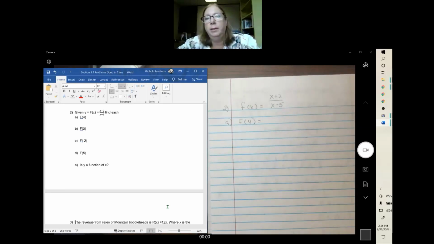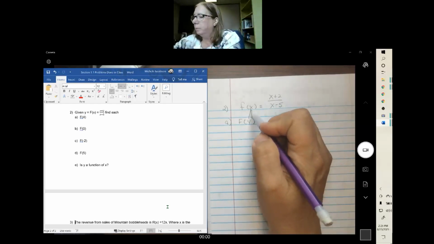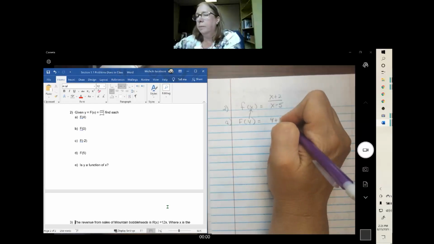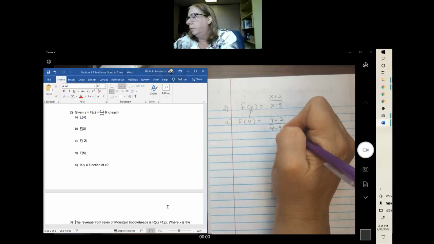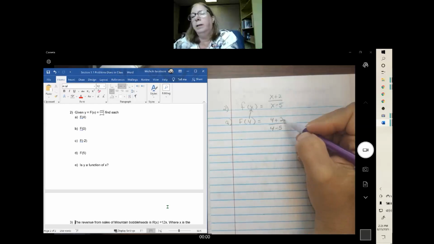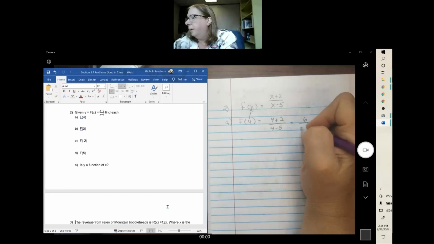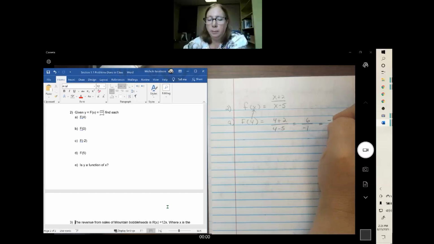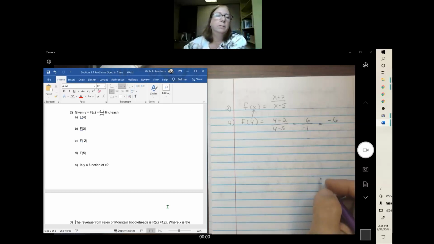Now, since we don't have the table, in order to find it, we need to plug the values in. So if we're finding f of 4, that's our x value. So we plug 4 in. And 4 plus 2 is 6 over 4 minus 5, which is negative 1. And it will reduce: 6 divided by negative 1 is negative 6. Any questions on that? Okay, go ahead and try B, C, and D.